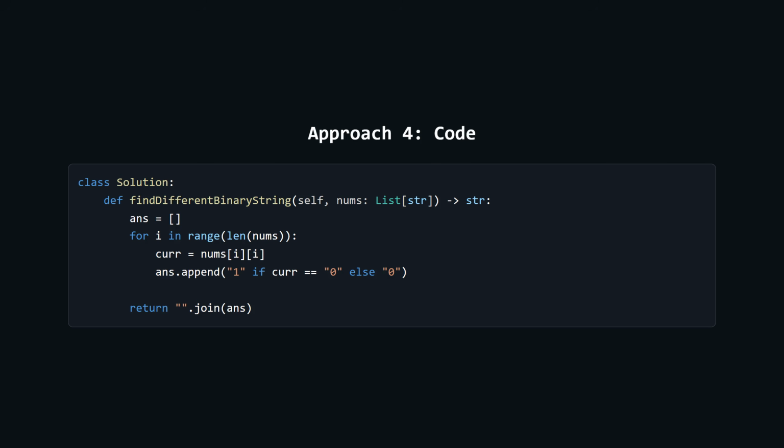Here is the code for Cantor's approach. It's incredibly short. We just loop through the indices of our list. At each index, which we'll call i, we look at the character at position i of the string at position i. We flip it, append it to our answer array, and join it all together at the end.